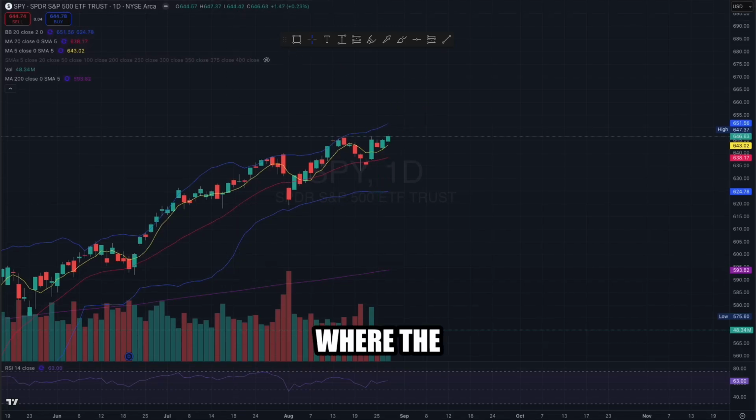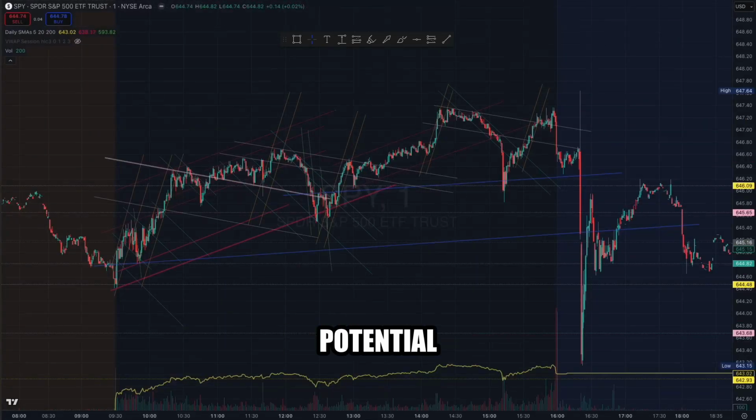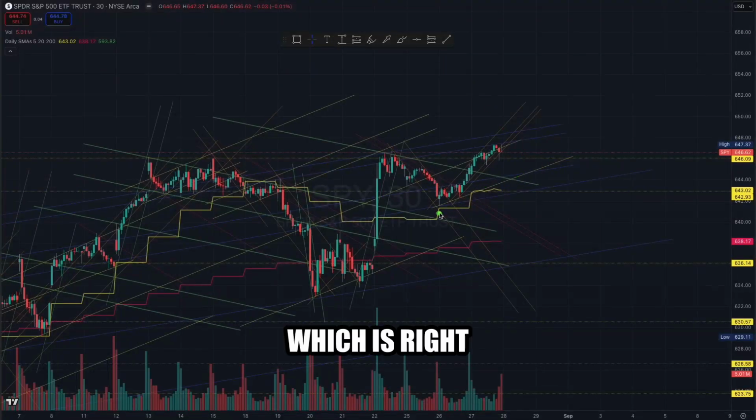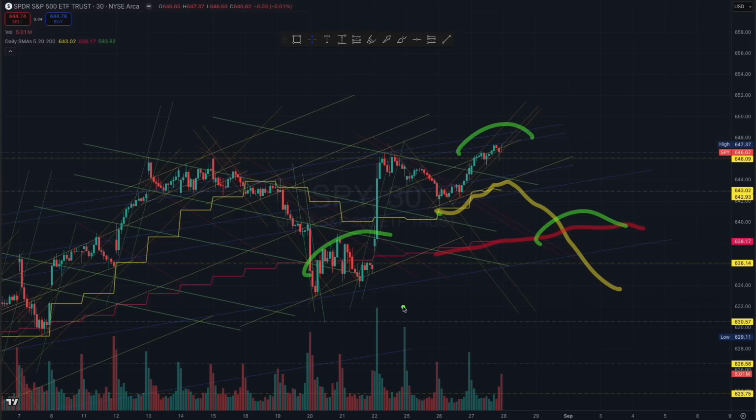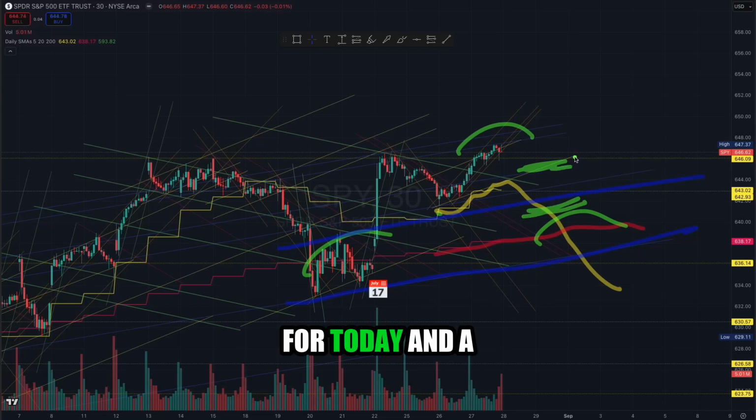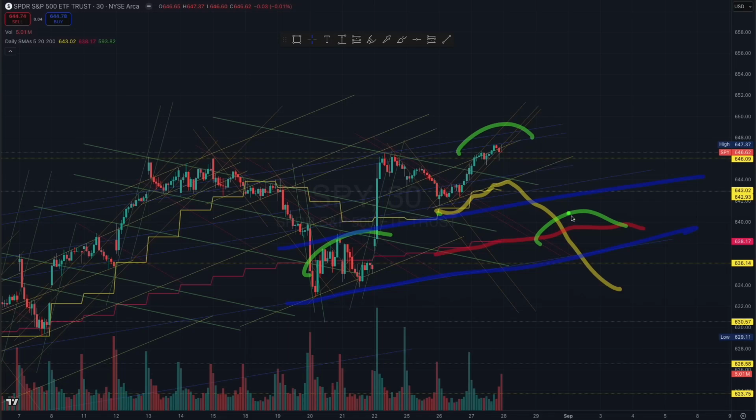You understand where the liquidity will be and the potential for the 5-day, which is right here, to want to cross down to the 20-day moving average if this wants to dump. So you pay close attention to where the 5-day opens, where the 5-day closes, and that will establish your trading range for today and a rough estimation of the trading range for tomorrow. So just pay close attention to that.